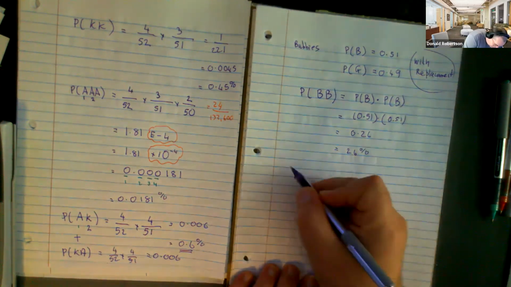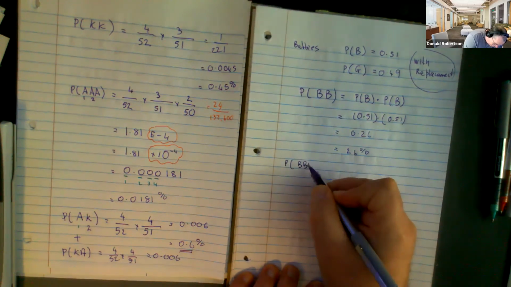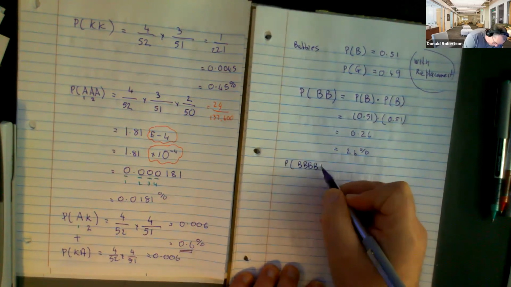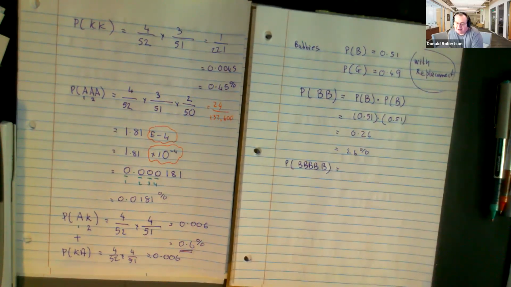Now you can extend that. Suppose you have 5 kids in your family. What's the probability that every single one of them is a boy?